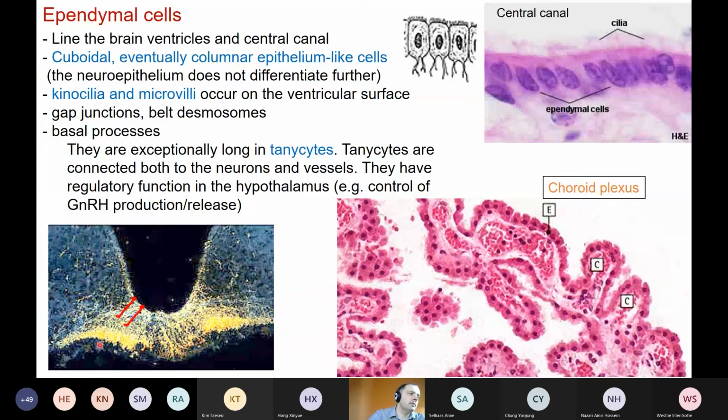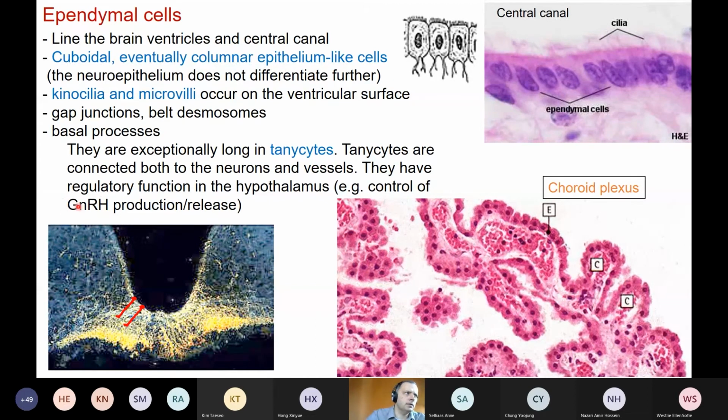This is a rat hypothalamus, but it could be a human also. We have also those cells there. And it has been shown that these cells have regulatory function because they are connected to the cerebrospinal fluid, to the nerve cells, and to the blood vessels, and they can monitor the blood composition. They can also measure what happens in the cerebrospinal fluid, and they have therefore a regulatory function.